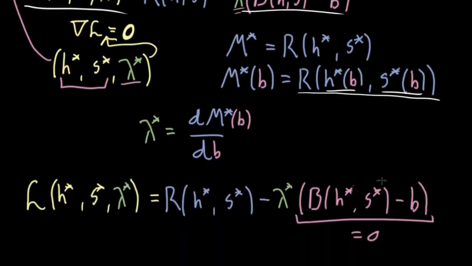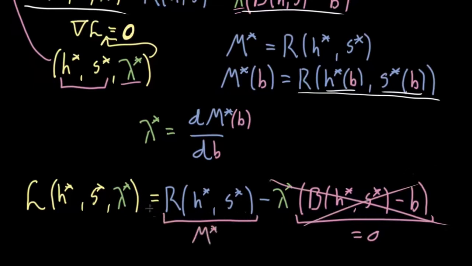So by virtue of how H star and S star are defined, the fact that they are solutions to the constrained optimization problem means this whole portion goes to 0. So we can just cancel all that out. And what's left here is the maximum possible revenue, right? So evidently, when you evaluate the Lagrangian at this critical point, at H star, S star, and lambda star, it equals M star. It equals the maximum possible value for the function you're trying to maximize.